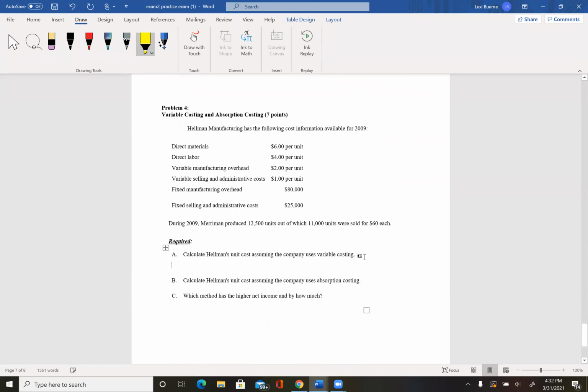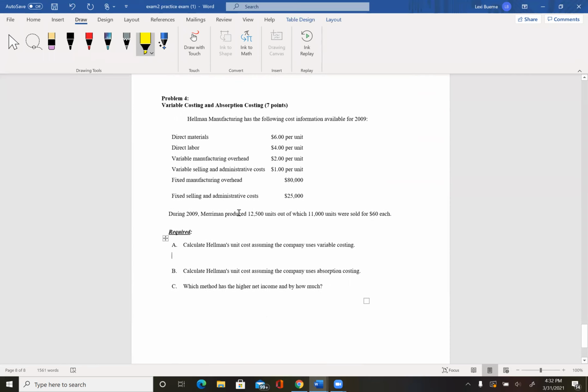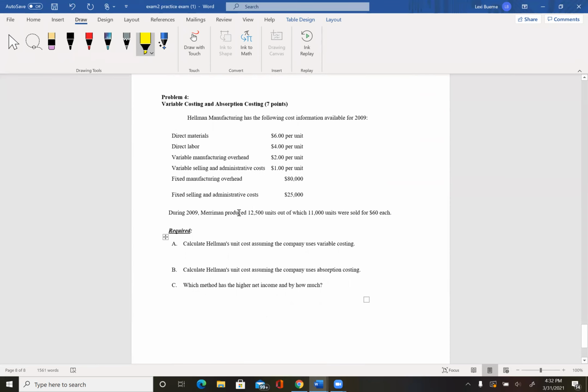So for A, first, variable and absorption. Hellman Manufacturing has the following cost information available. So it gives you the direct materials, direct labor, variable manufacturing overhead, the selling and administrative costs, fixed and then manufacturing overhead and then fixed selling costs. And they produced 12,500 units out of the 11,000 that were sold for $60 each.